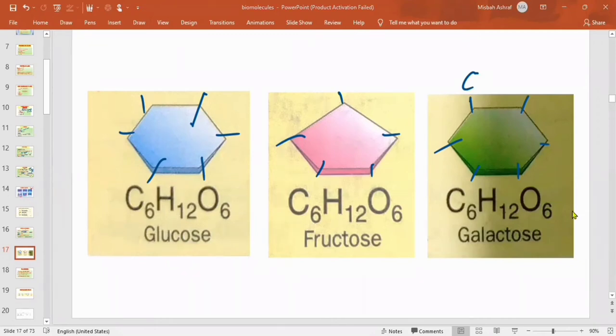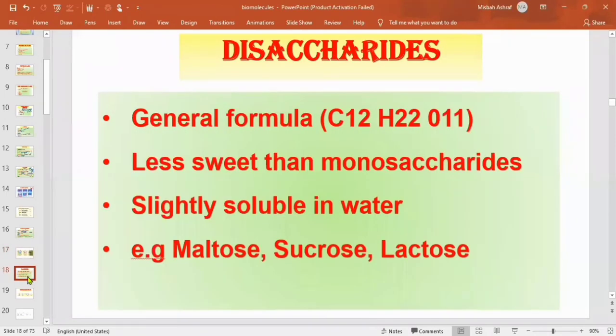Okay, they have the same molecular formula, but they have different structural formulas. These are also known as the isomers, which have the same molecular formula and different structural formula.